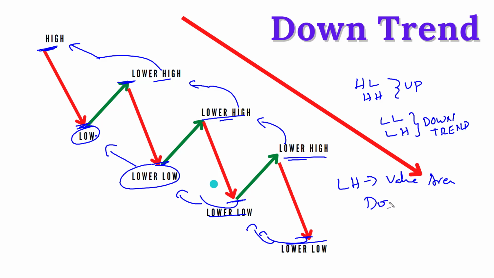So here, lower high is a value area in downtrend, and in uptrend, higher low. Yes, higher low is value area in uptrend. So you have to just remember this. Within a few minutes you're going to know why I am saying this as well.